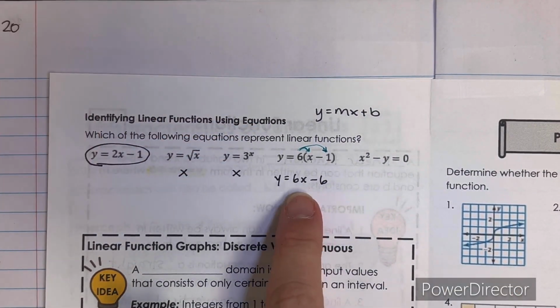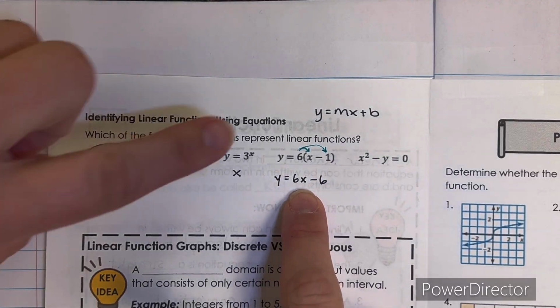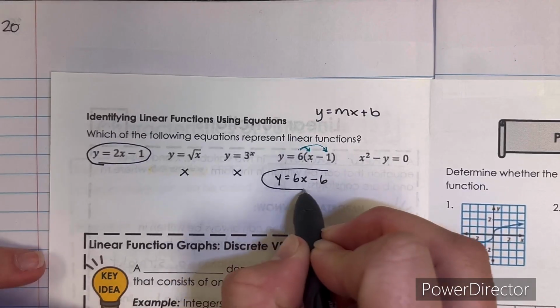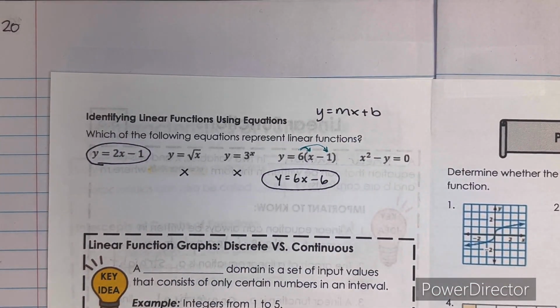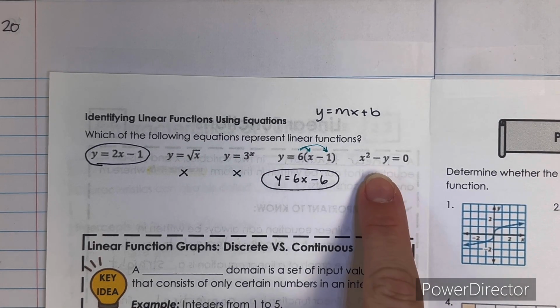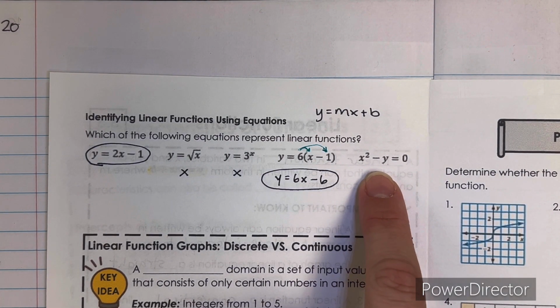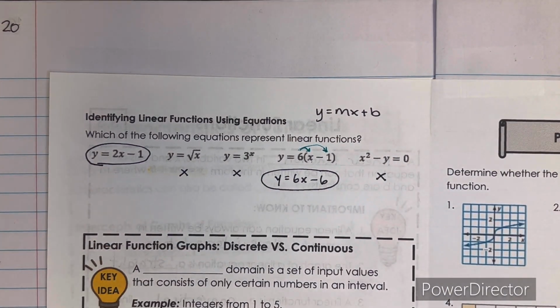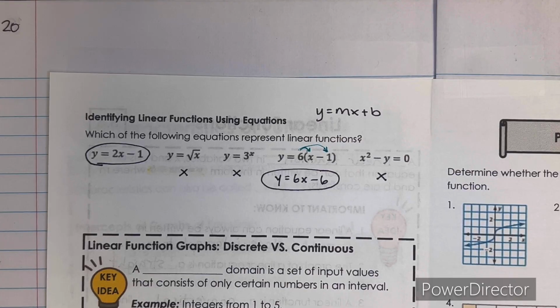And so now if you compare the simplified version of that back to slope-intercept form, they do match. So this is, in fact, a linear function. It just didn't present itself in slope-intercept form to begin with. And then that last one is definitely not in slope-intercept form, and it's not going to be a linear function.